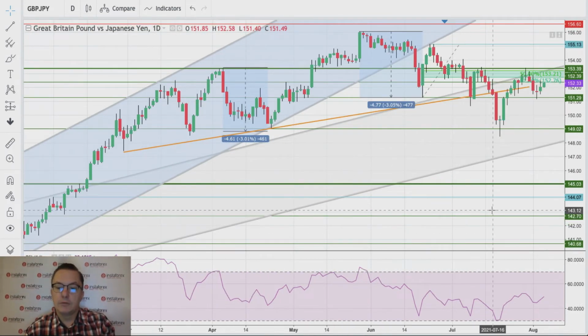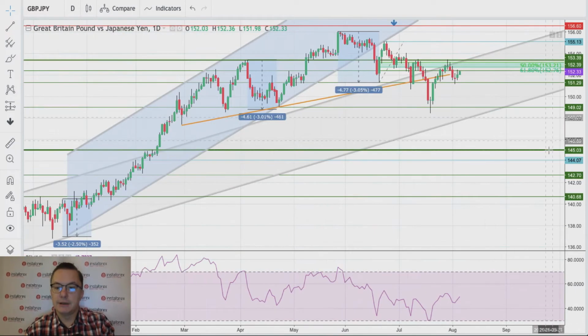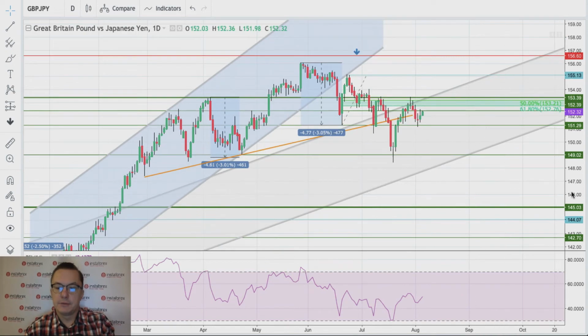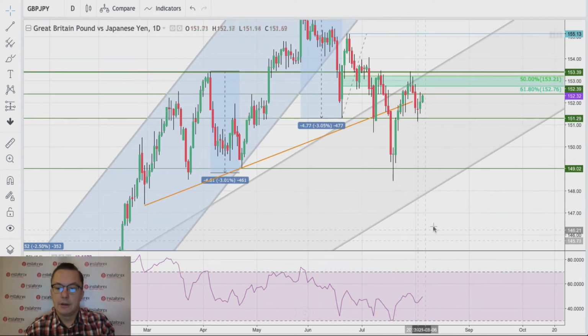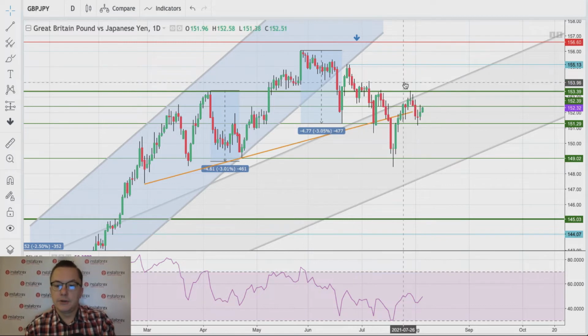So right now, what is going on in this market? We are still getting higher on the British pound to Japanese yen. We are still going towards the 156 level. However, recently we have been out of the acceleration channel, back into the main channel, below the trend line.